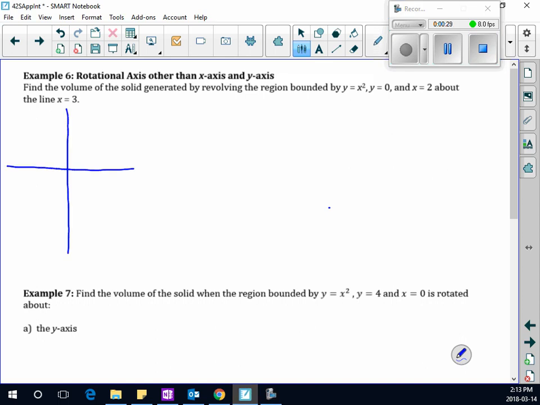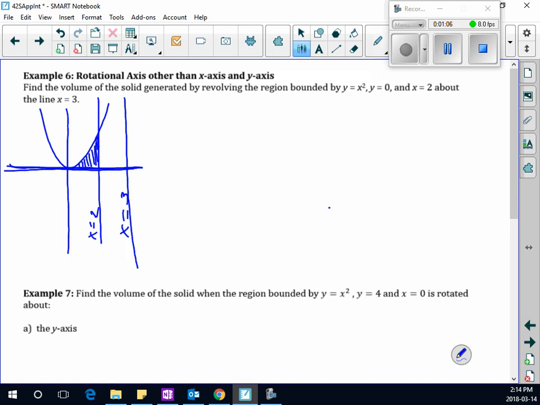So y equals x squared is a parabola. Y equals 0, of course, is the x-axis. And x equals 2, we'll say is right here. And so this is the area bounded by the parabola, y equals 0 and x equals 2. However, we're going to now create volume by rotating it about x equals 3.